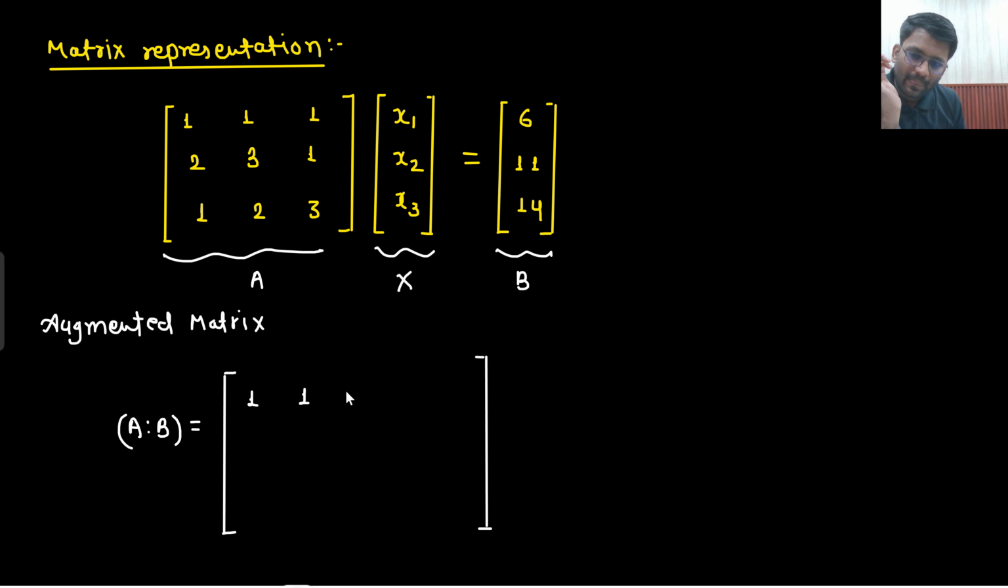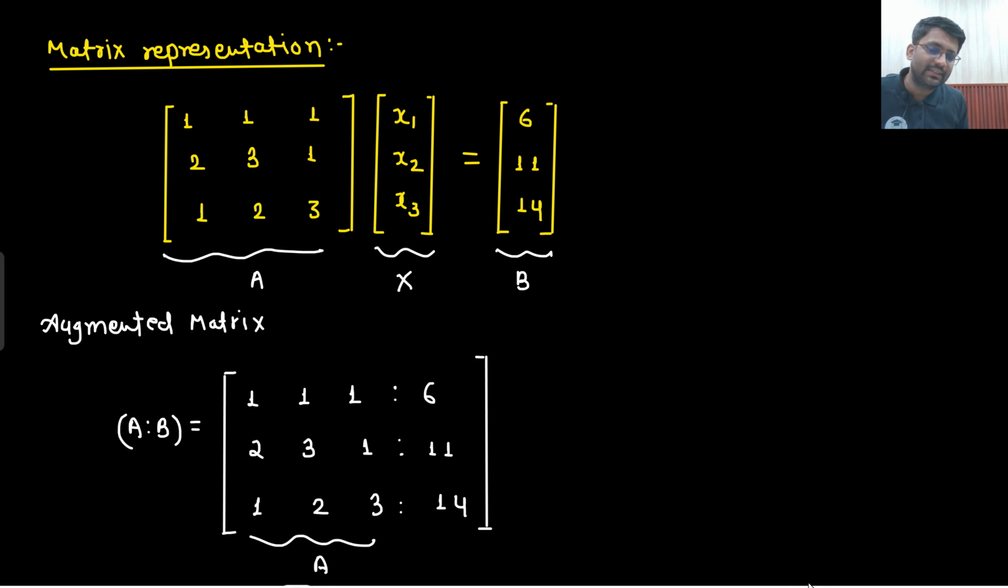1, 1, 1, augmented 6, 2, 3, 1, augmented 11, and 1, 2, 3, augmented 14. Sir, what is the meaning of this sign? There is no meaning of this sign. Basically, it is saying that this was the part of matrix A, and this was the part of B. That's it. So you treat this A augmented B as a new matrix C. It is nothing but a new matrix C. Are you able to understand this point?